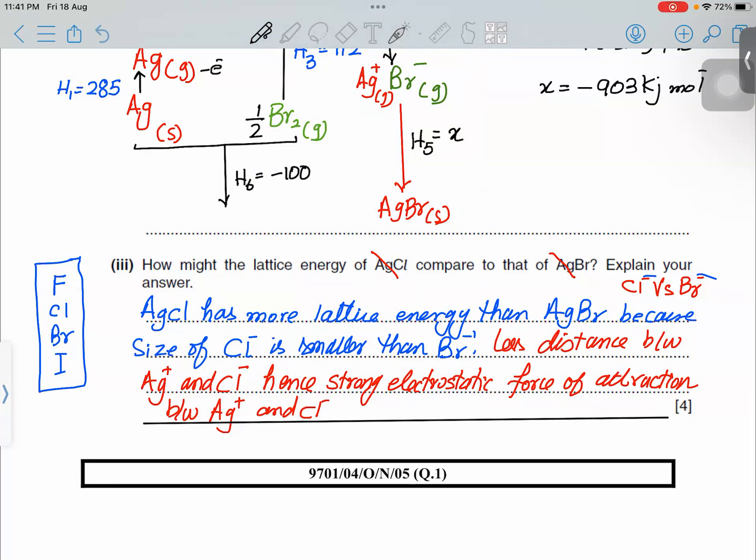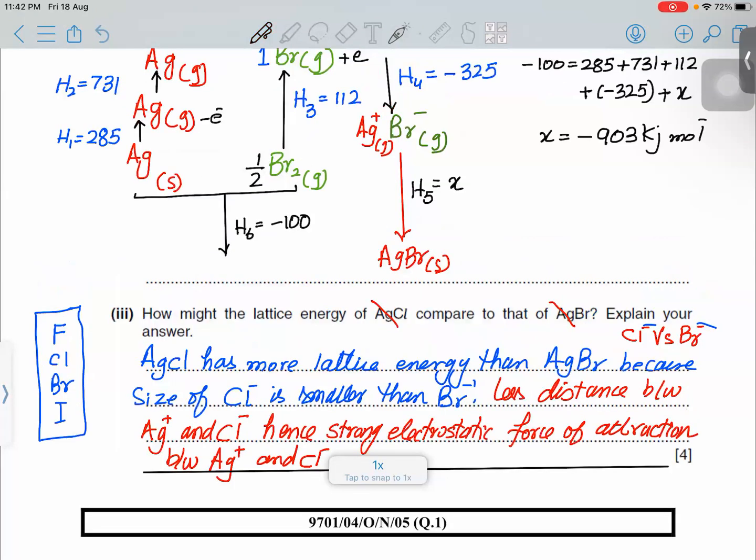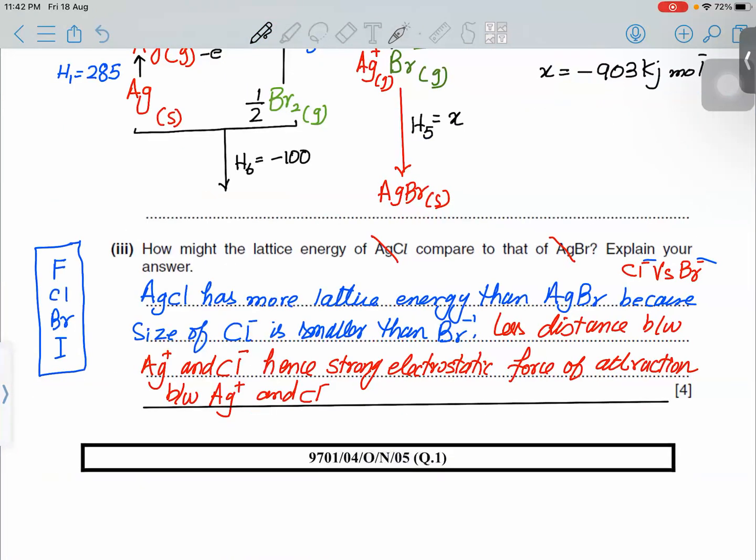Yes, do you have any question? Sir, are these 4 marks only for part 3? No, for all of this it is 2 marks, hardly 2 marks for it. The remaining marks are for the Born-Haber cycle. Okay, sir.